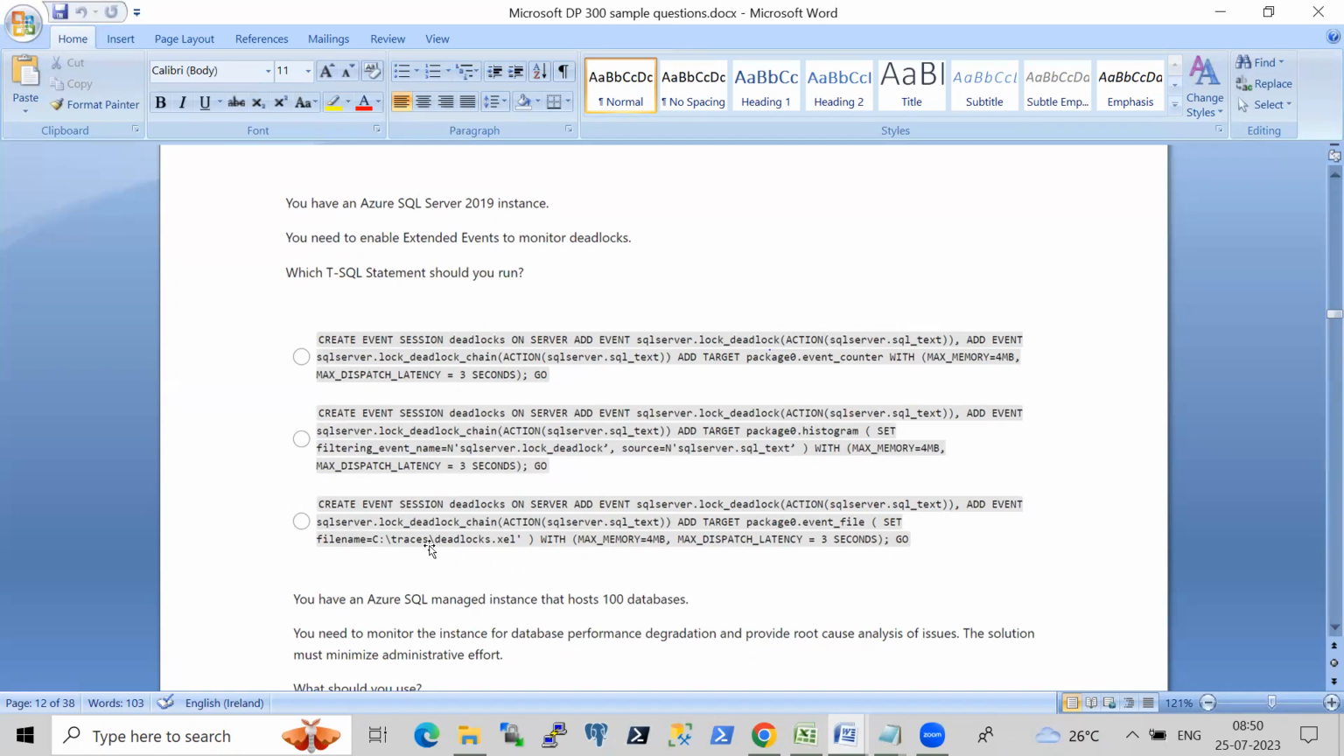Remember, if you want to configure deadlocks with extended events in the platform as a service world, we don't have the option of an operating system, so we cannot make use of this option. It has to be blob storage.